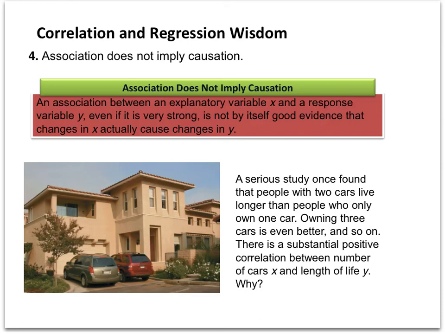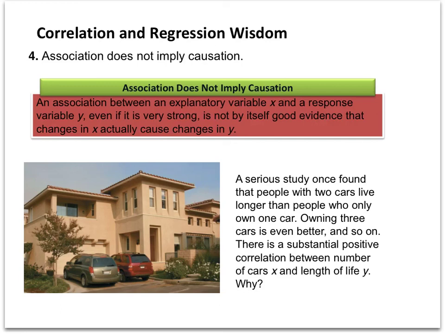Here's an example of a study that was done a while ago. This is a serious study that once found that people with 2 cars live longer than people who only own 1 car. And they found that people who own 3 cars did even better. They lived even longer, and so on. They were able to collect some data, plot the points, and show that, yes, the more cars you own, the longer you live.